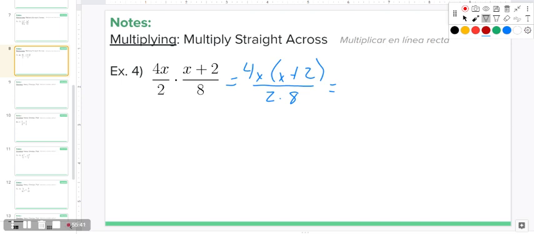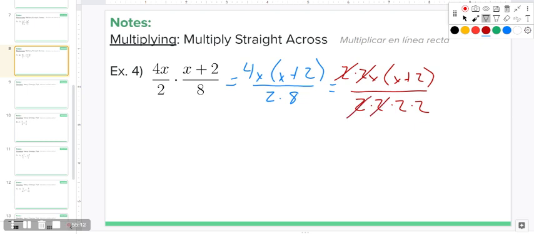So going back, 4x times x plus 2 divided by 2 times 8. I'm going to expand this out so we can see if there's any cancellations early on. Let's go 2 times 2x, and we'll leave it as x plus 2 in our parentheses. And we'll have 2 times 2 times 2 times 2 on the bottom there. So we go through, we see that we can cancel a pair of 2's up top.